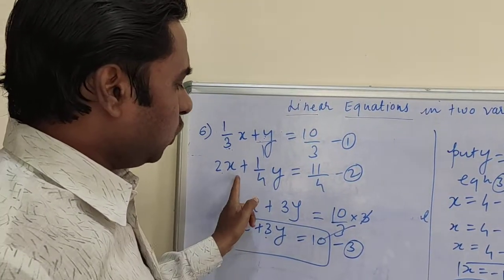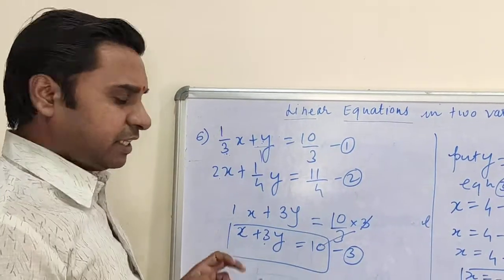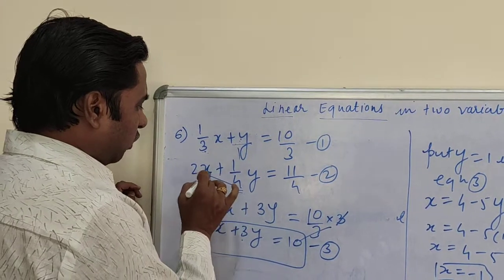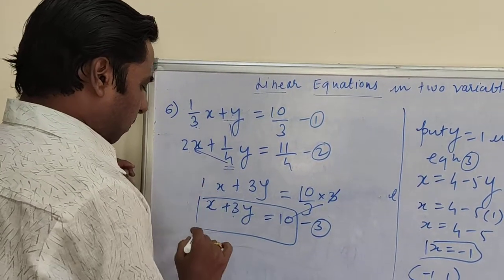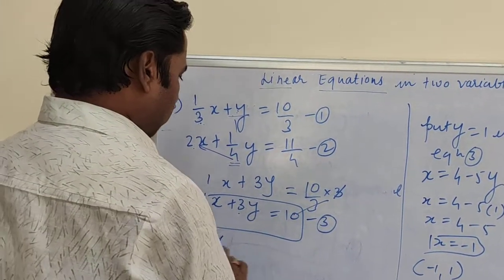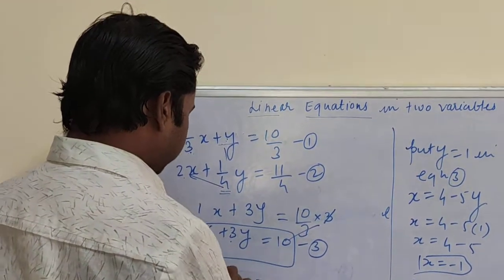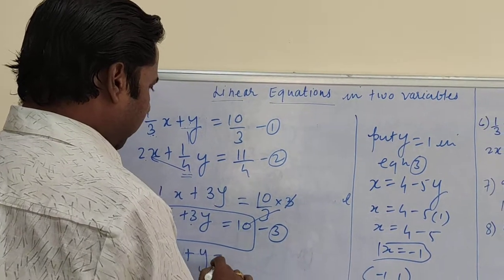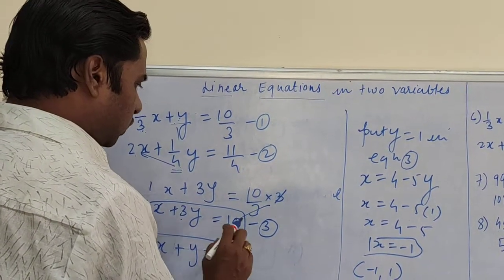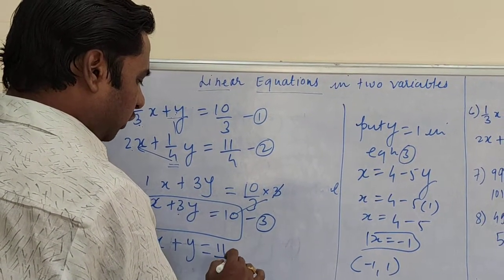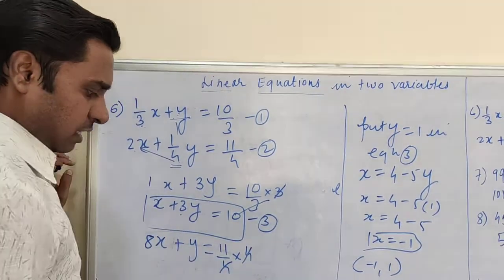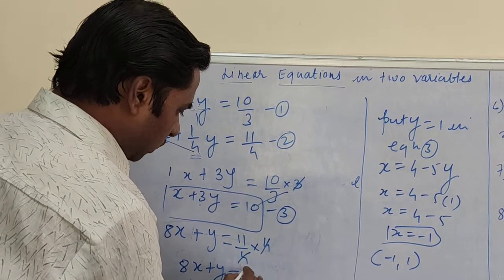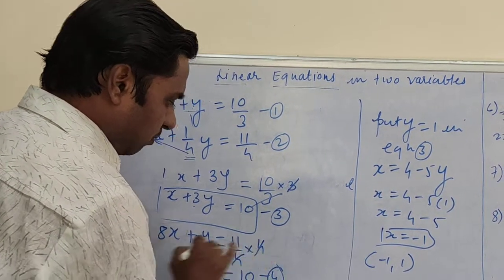Now equation 2, again we have to write it in the standard form. So now here it is 4. So 4 again cross multiply here. 4 2s are 8x. Okay, it will be 8x plus, now 4 will go this side, is equals to y plus y is equals to 11 by 4 into 4. Now 4 cancel. So we have 8x plus y is equals to 10. This is equation number 4.